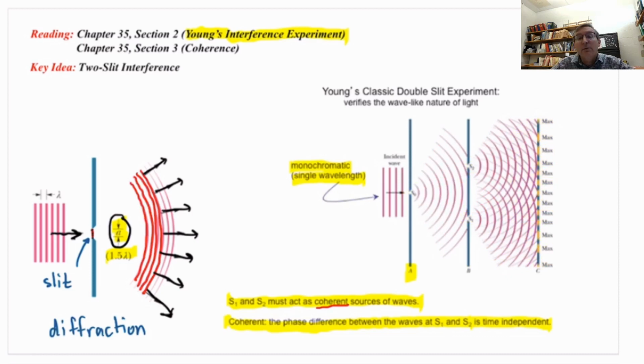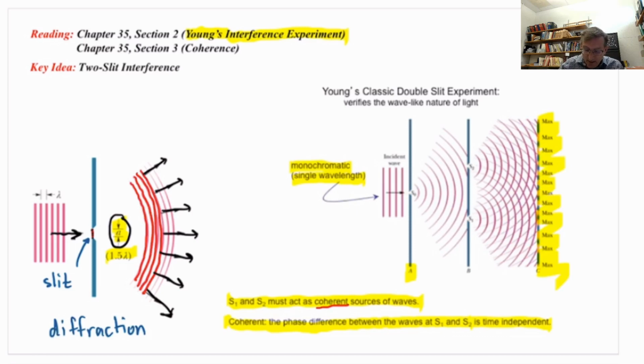Okay? That's what we want to be able to do. We need to be quantitative, right? We need to use math. And so I want to talk about how we're going to find the location of the bright and dark fringes in this double slit experiment. Bright and dark fringes, again, over here on this viewing screen, C.